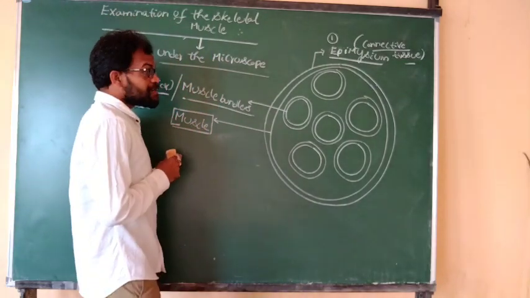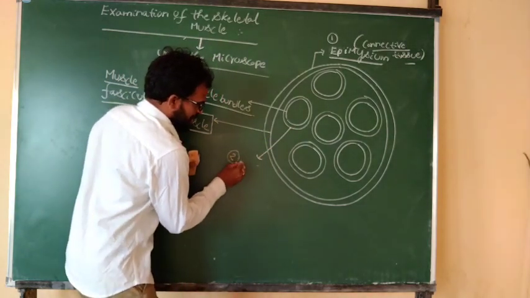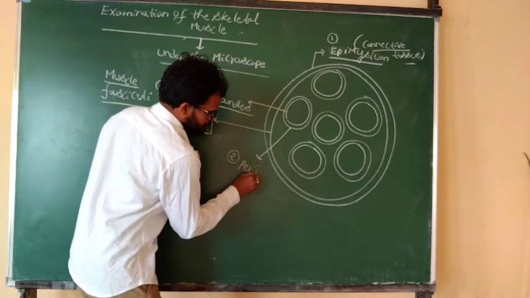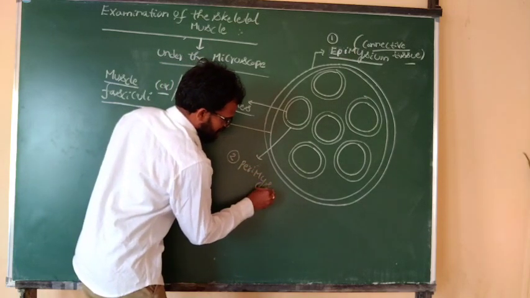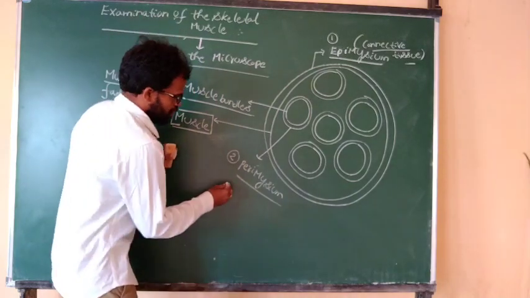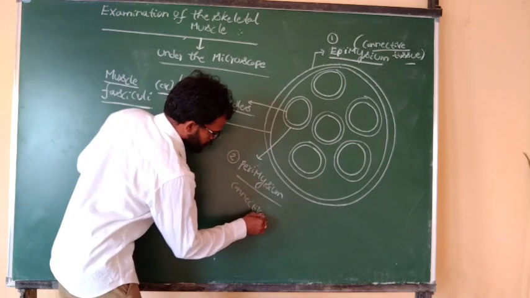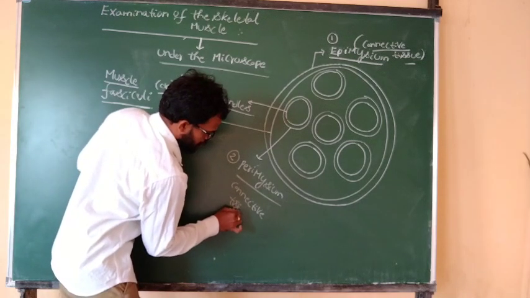The muscle bundles are protected by the perimysium. Perimysium. Also connective tissue. It is made up of connective tissue.